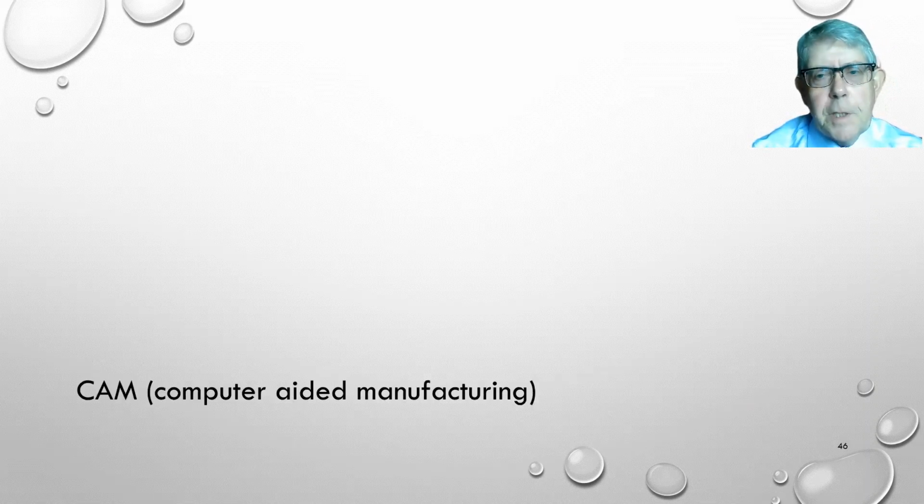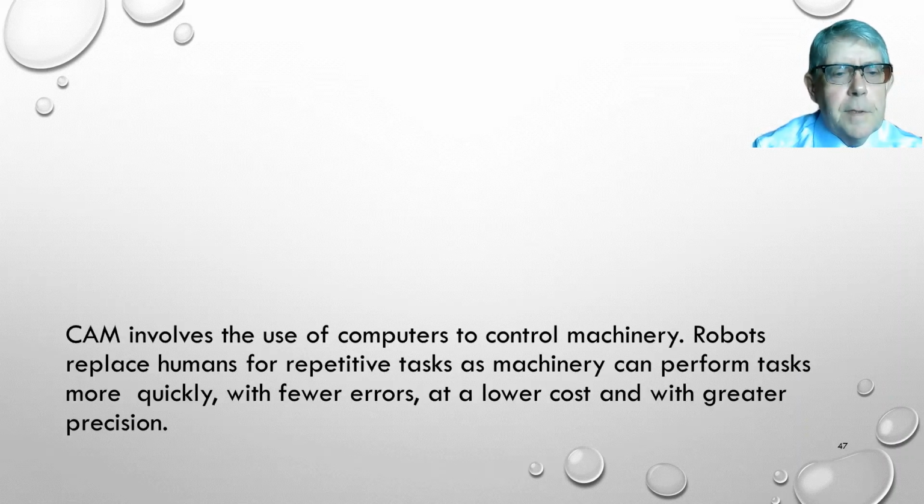CAM, computer-aided manufacturing. CAM involves the use of computers to control machinery. Robots replace humans for repetitive tasks as machinery can perform these tasks more quickly with fewer errors at a lower cost and with greater precision.